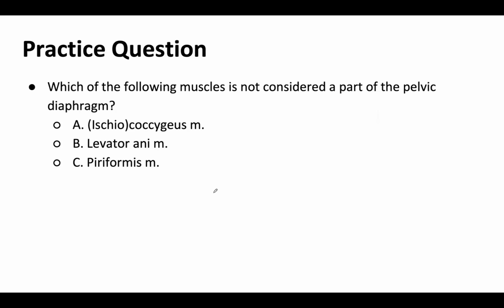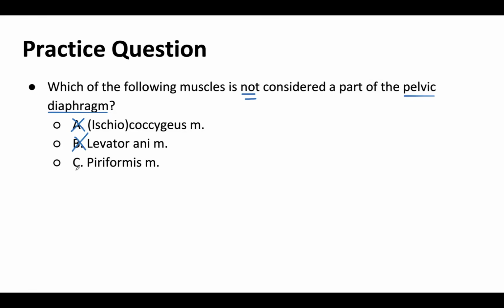Practice question time. Which of the following muscles is not considered part of the pelvic diaphragm? What are you thinking? You have to remember what the pelvic diaphragm is. So let's go through these answer choices. The ischio-coccygeus is located posterior. It is that posterior portion of the pelvic diaphragm, so this is not the correct answer. The levator ani is the biggest muscle of the pelvic diaphragm, the most important one, so this isn't correct either.